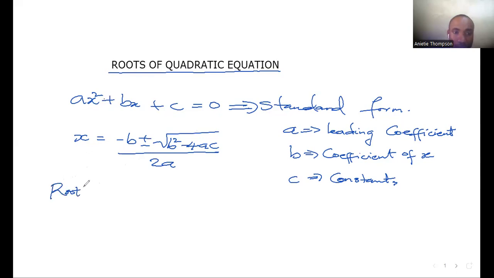So we can call it the solution, or the root. If we are talking in terms of polynomials, we can call it the zeros of the polynomial. So you can call it the solution, you can call it the roots. The solution here is the same thing as the roots.